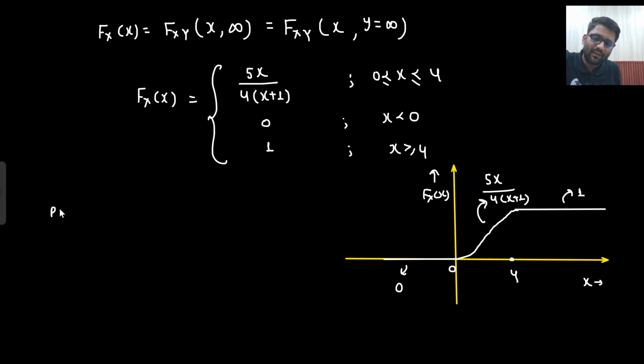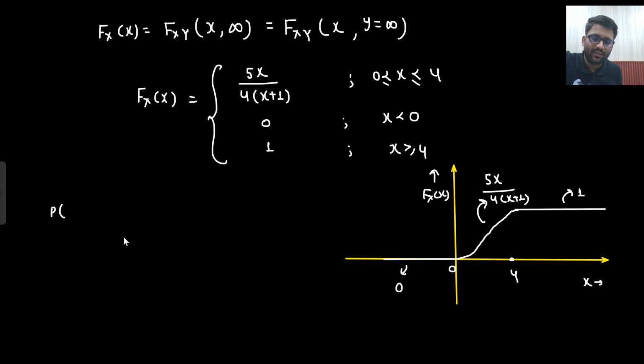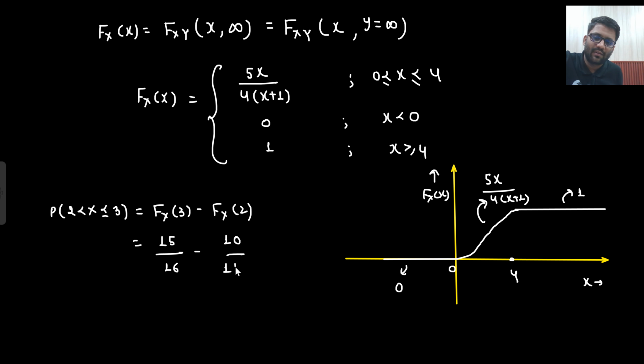But what do you need? You need the probability from 2 to 3. Fx(3) minus Fx(2). So 3 and 2 both will be lying here, right? If you put 3 here, what are you getting? 15 divided by 16, right? If you put 2 here, what are you getting? 10 divided by 12. So 15 divided by 16 minus 10 divided by 12.